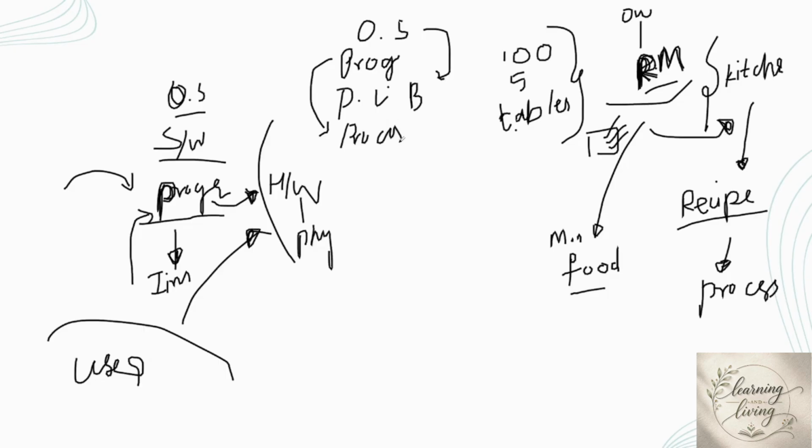For this process, we have different process states. What do we have? Process states. Whatever process has been started in the kitchen, it continues through various states. Like, it is a new dish, so it undergoes the new state.